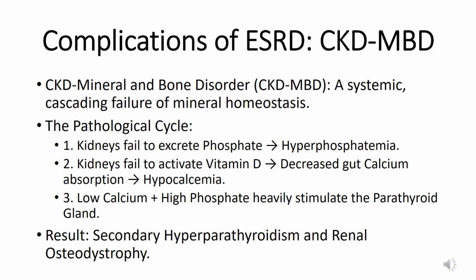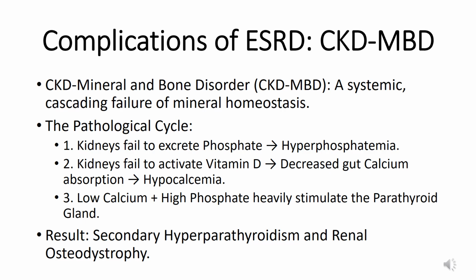This combination is highly stimulatory to the parathyroid glands. The parathyroid glands constantly monitor calcium levels. When calcium falls, they respond by increasing hormone secretion. This hormone is called parathyroid hormone, or PTH. So in CKD, parathyroid hormone levels begin to rise persistently. This condition is known as secondary hyperparathyroidism.